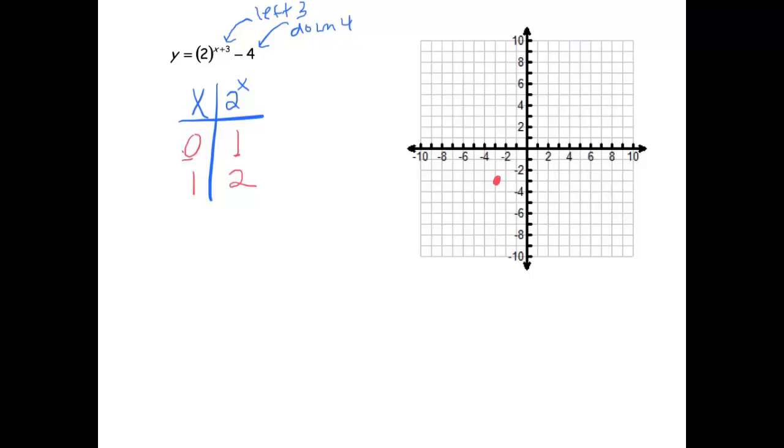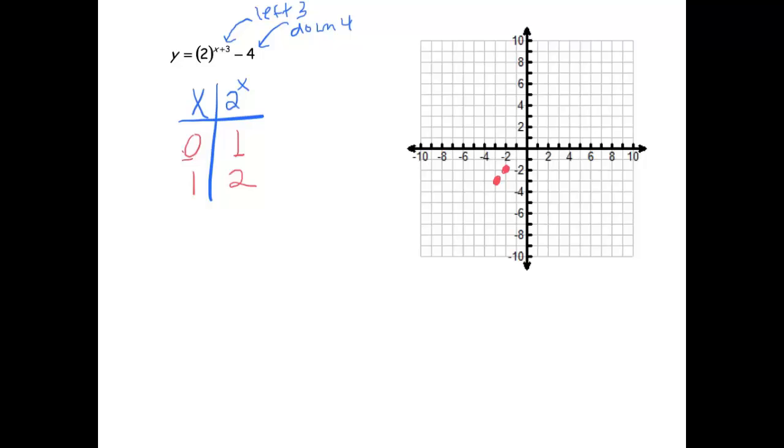And if I do the same thing with the point 1, 2, here we go. 1, 2, 3 left, and down 4. 1, 2, 3, 4. The only thing that we have to remember is the shape of the graph and where the horizontal asymptote is. Now if you move a horizontal line left or right, you're not really going to see that you moved that line at all. It's kind of like you're moving it on top of itself. So moving a horizontal line left 3 isn't going to change it. Moving it down 4, yeah, you're going to see that.